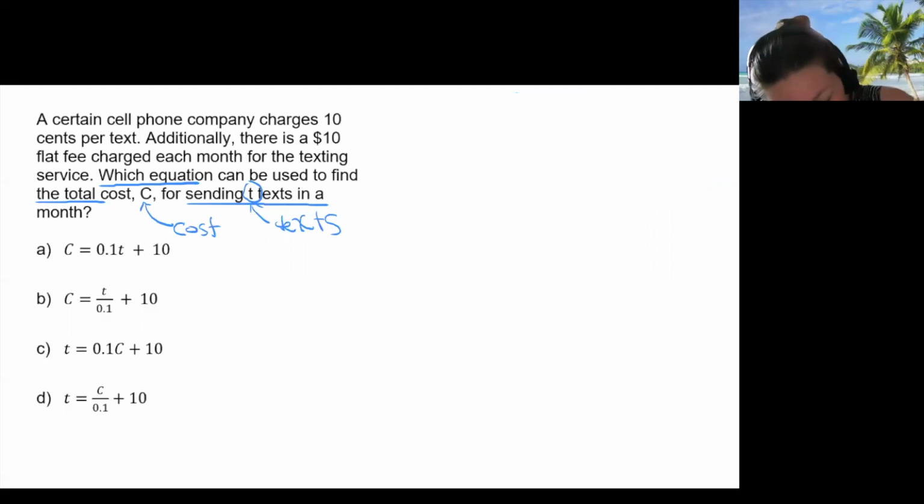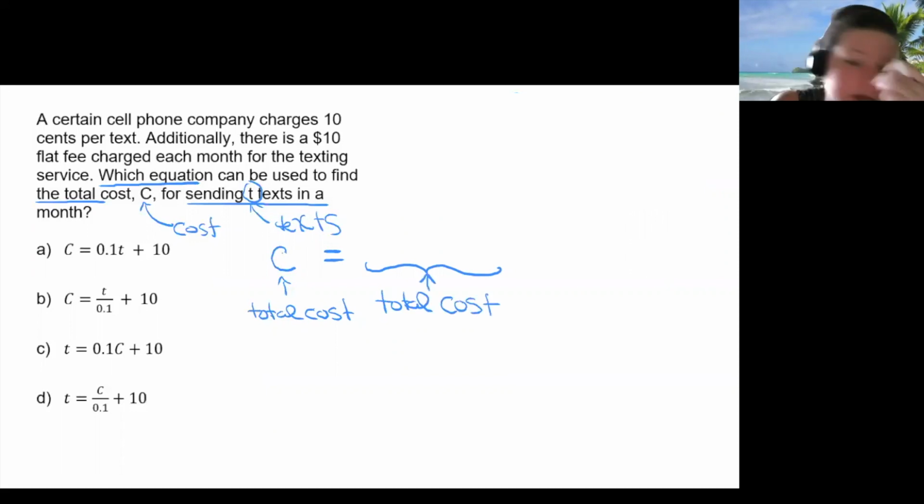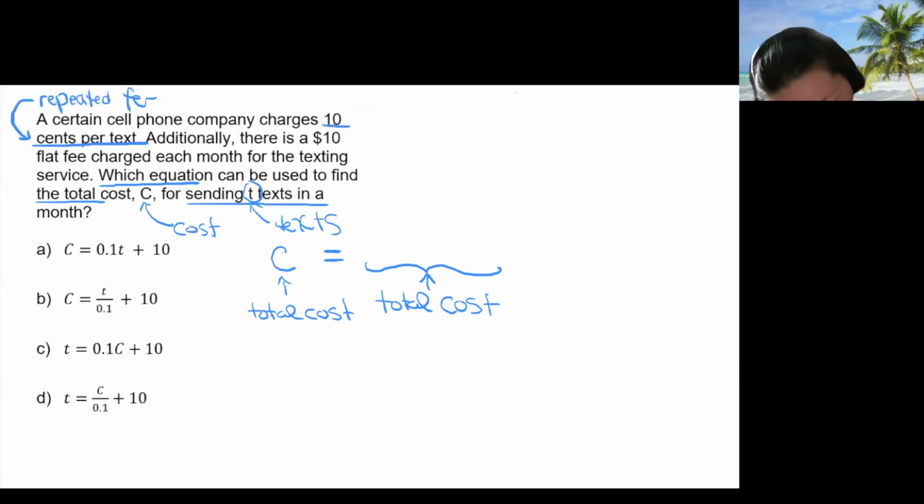Well, we know one way to say total cost. C is total cost. But remember, when you're writing an equation, you want two equivalent expressions. So what we need is another way to talk about the total cost. One way is just to call it C like they told us to, but the other way is to mathematically find the total cost. If you were looking for the total cost of this cell phone plan, what would get included? That it's 10 cents per text. Good. We have a repeated fee. We're getting charged this fee every time we send a text.